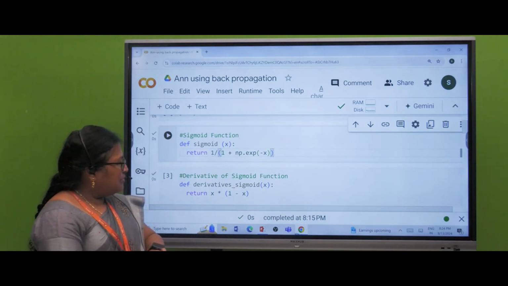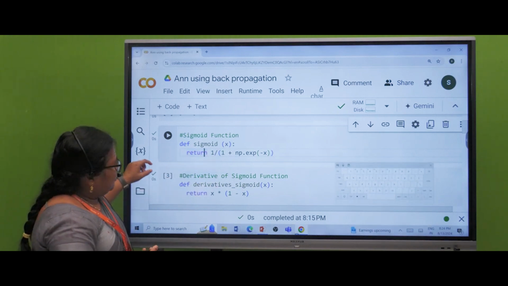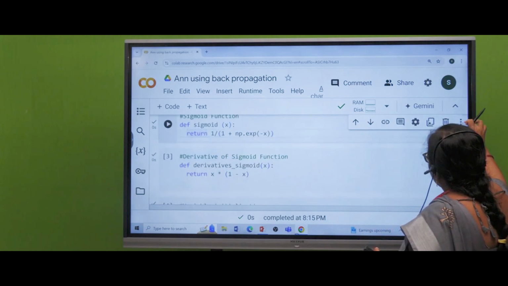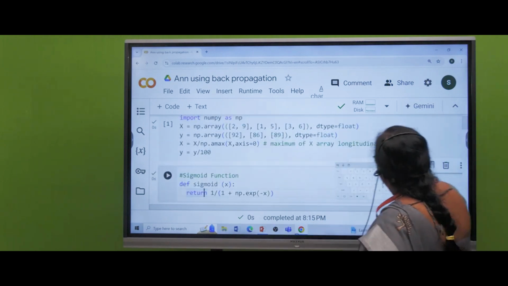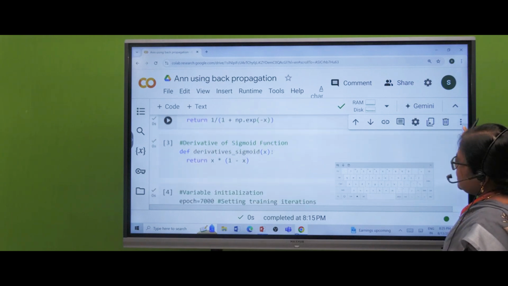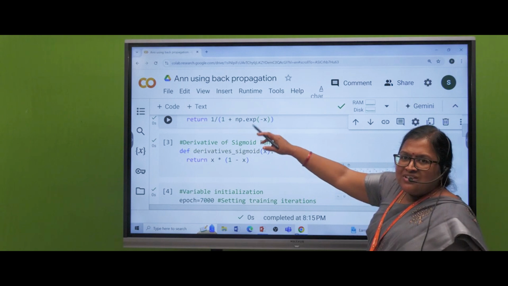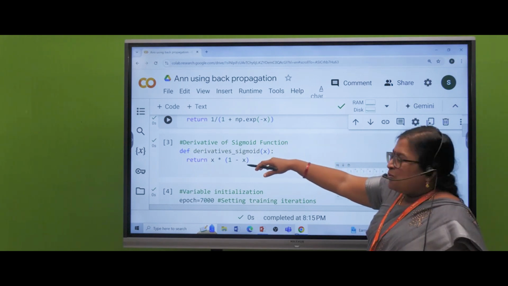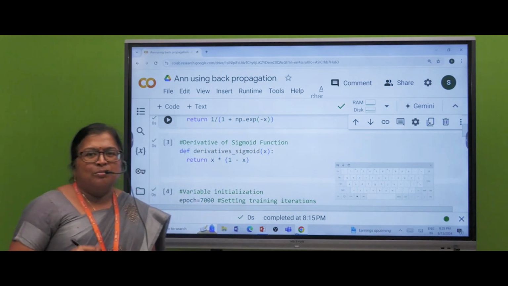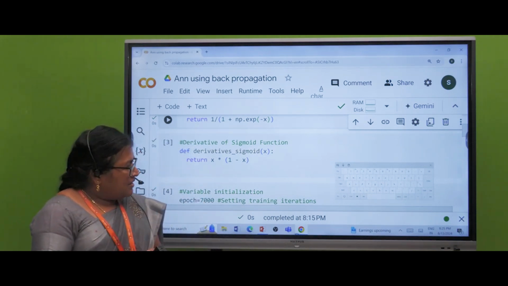Now only 5 minutes are left, so I'll go first with that algorithm, and if anything is needed, tomorrow I'll explain. Here I have defined the sigmoid activation function formula, and I am asking the machine to perform that sigmoid activation function. Then we are going to use the gradient descent algorithm to minimize the loss that we get from the sigmoid function.